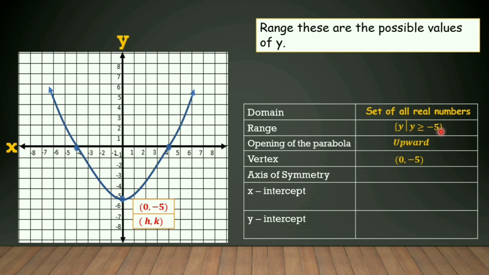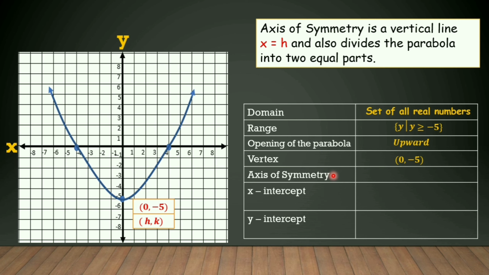So, where did we get this negative 5? This is the value of k dito sa vertex natin. So, negative 5, ito yung value ng k natin sa vertex. So, ibig sabihin dito sa range natin, sa graph na ito, ay ito yung mga possible y values na mas malaki o equal sa negative 5. So, ibig sabihin, ito yung boundary niya. From negative 5 up, so yun lang yung range ng graph na ito. Hindi na siya bababa ng negative 5.